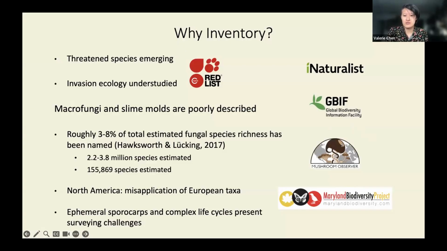Mushroom Observer is another site where people collaboratively post and discuss identifications, and the Global Biodiversity Information Facility sources from iNaturalist, as well as other historical and online records. And for one specific to my survey, we also have the Maryland Biodiversity Project, which records the biodiversity of organisms in the state of Maryland through vetting iNaturalist observations that were made in the area.